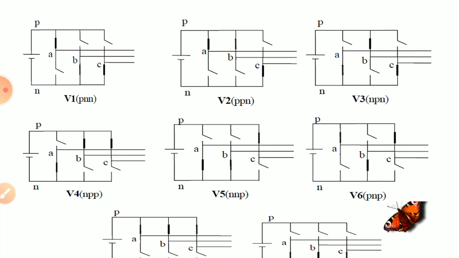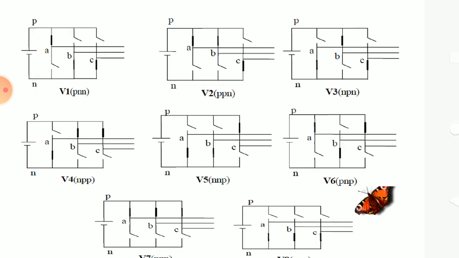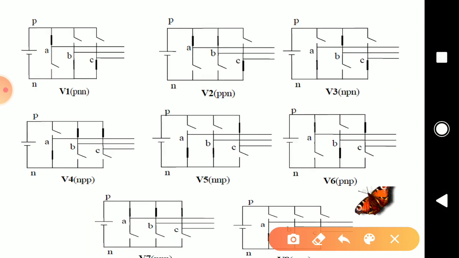I already mentioned that the top switches are called P and the bottom switches are called N, and in one leg only one switch will be conducting at a time. Now take a look at the first state, that is V1. We are going to consider V1 as PNN. You must study this in order, that is V1 should be PNN, not any other state. So what does PNN mean? In the first leg, P will be on. In the second leg, N will be on. In the third leg, N will be on.